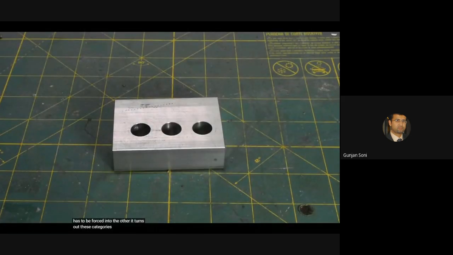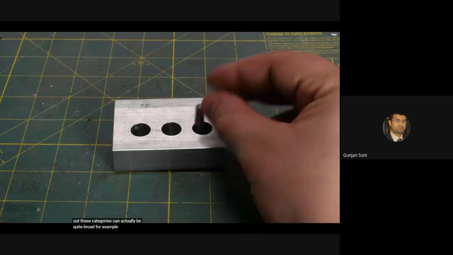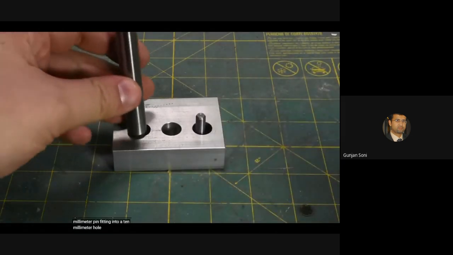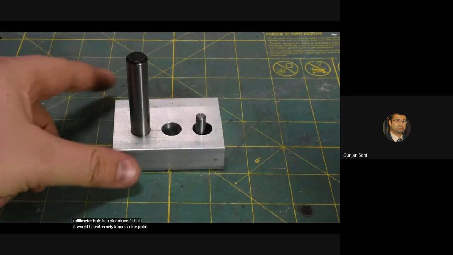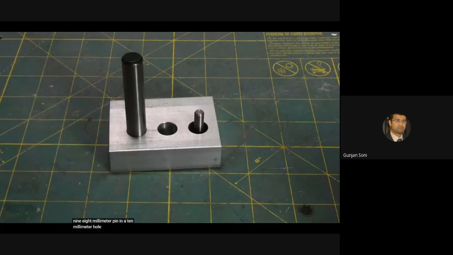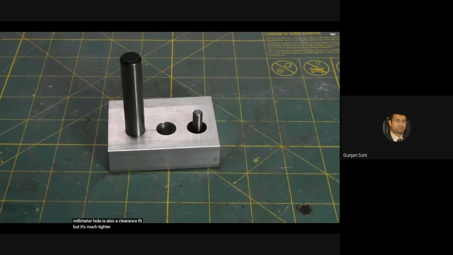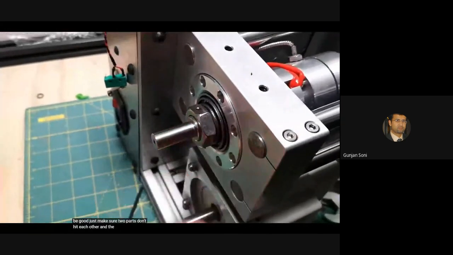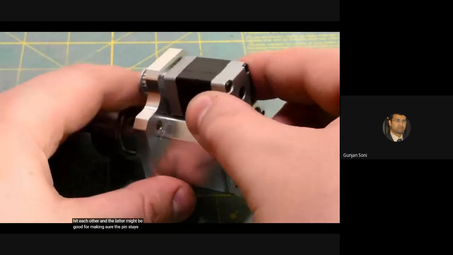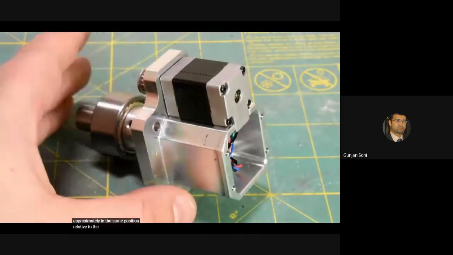It turns out these categories can actually be quite broad. For example, a 9mm pin fitting into a 10mm hole is a clearance fit, but it would be extremely loose. A 9.98mm pin in a 10mm hole is also a clearance fit, but it's much tighter. The former might be good just to make sure two parts don't hit each other, and the latter might be good for making sure the pin stays approximately in the same position relative to the hole.